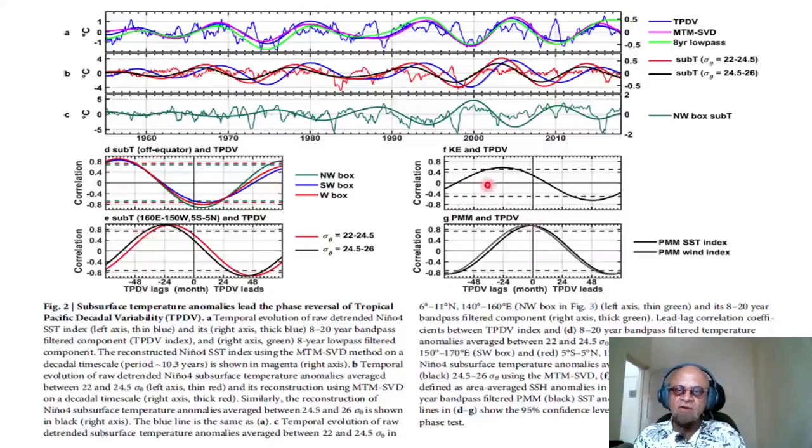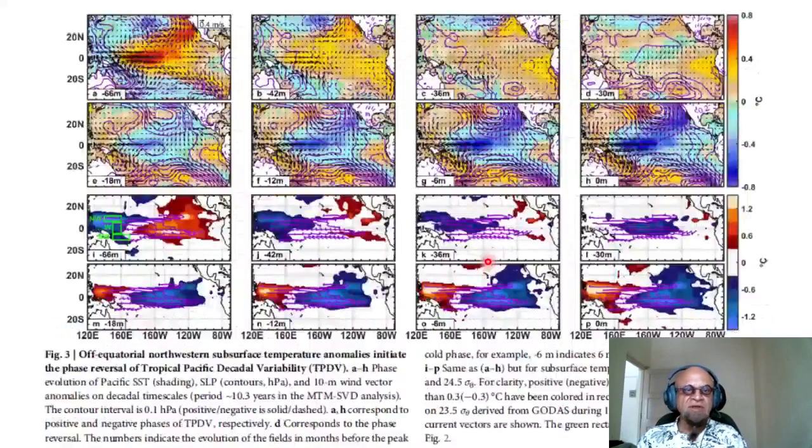So this is the correlation between the Kuroshio extension and TPDV, and Pacific Meridional Mode and TPDV. Why am I being so lazy about this? Basically, I want to stick to the main message that they show with data and models, that subsurface temperature anomalies do make it into the deep tropics, and they do play a key role, as they say.